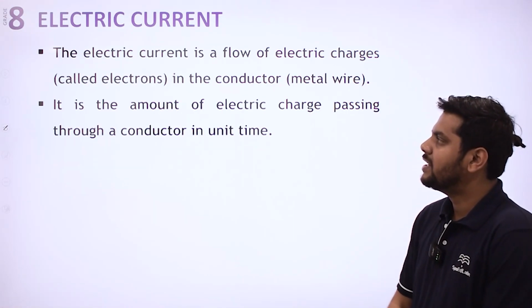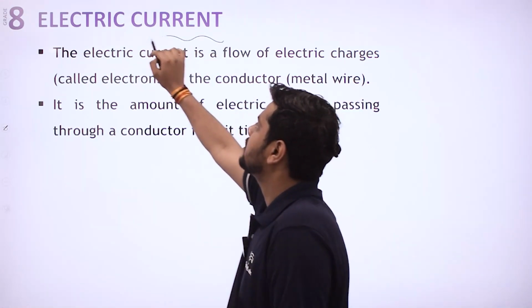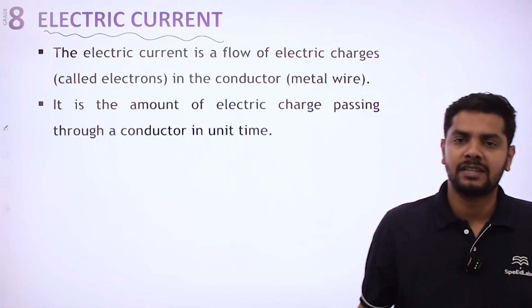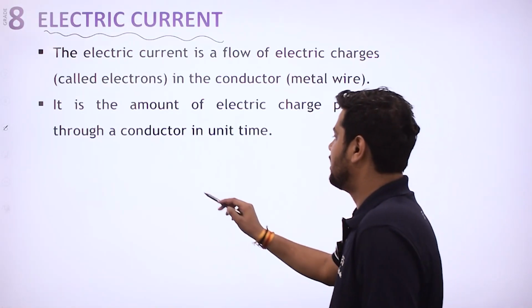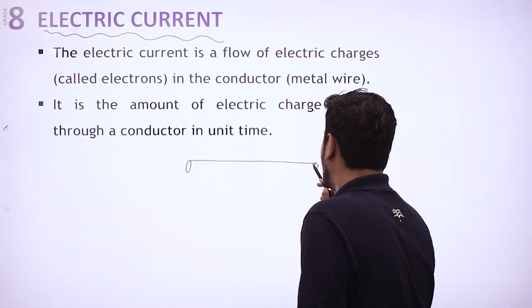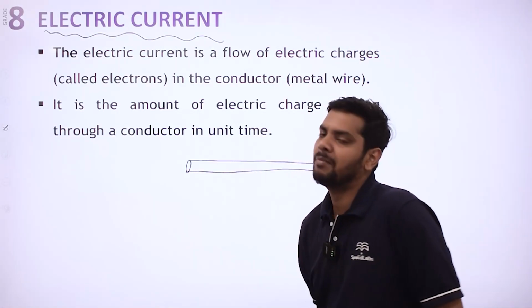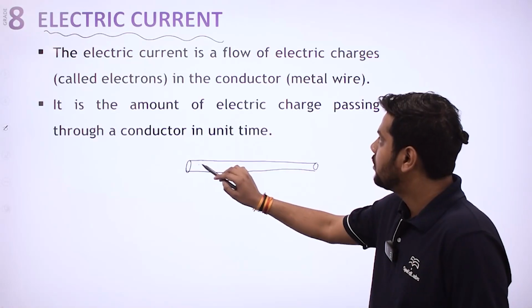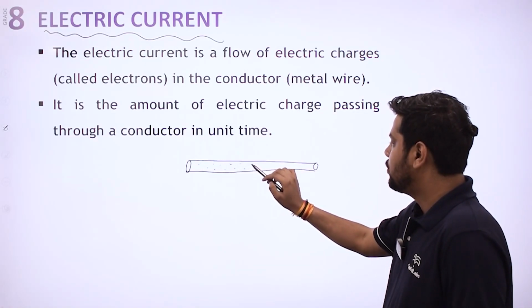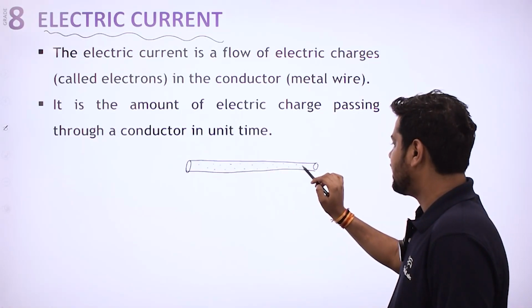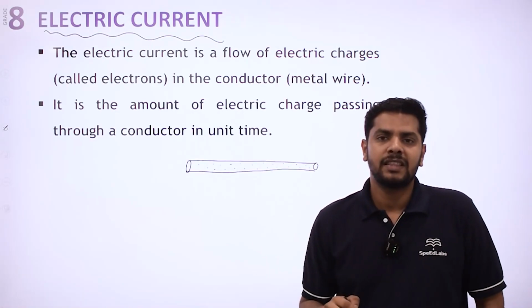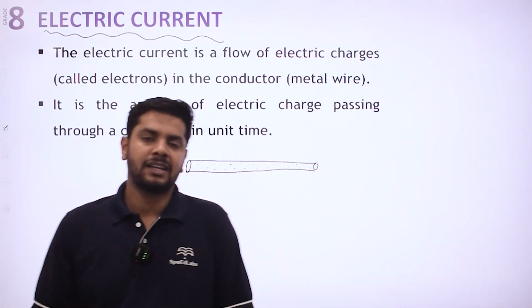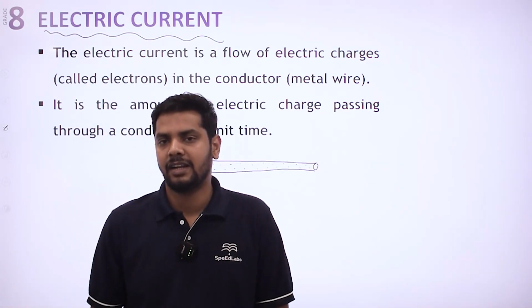Now the next part is, students, the main topic of our today's class, that is electric current. What is electric current? Let's try to understand it with the help of an example. Let's suppose, students, that we have a wire here, or you can say any material. Now this wire will have numerous electrons, or you can say numerous charges, present in it. And when these charges start to flow in one direction, then we will say that electricity or electric current is generated over there.